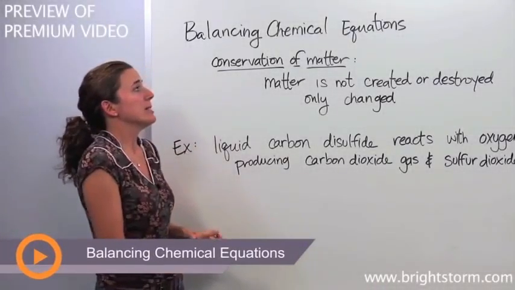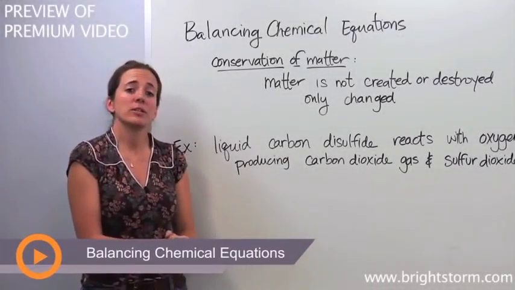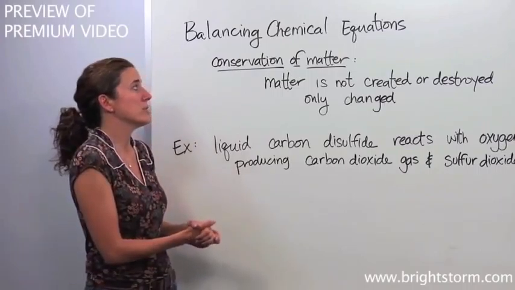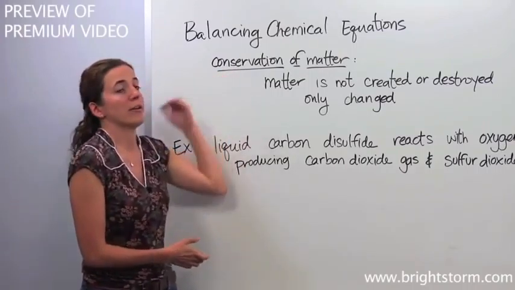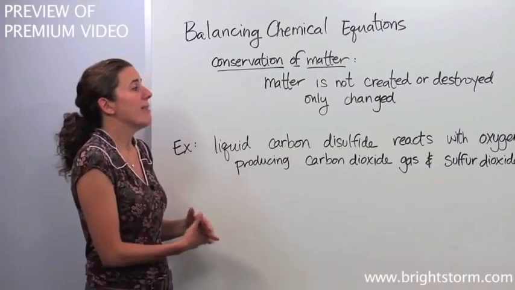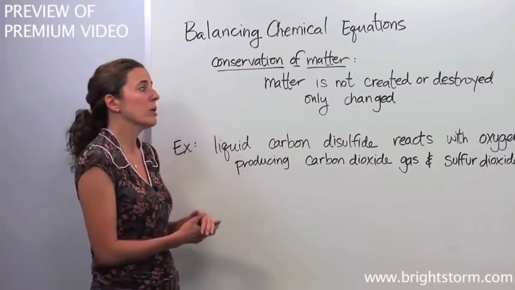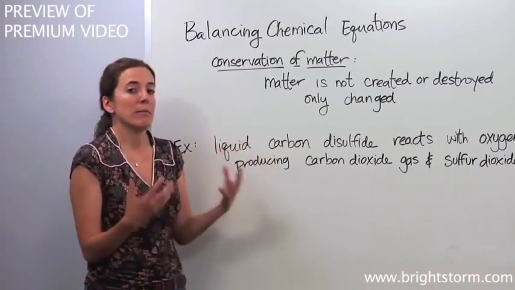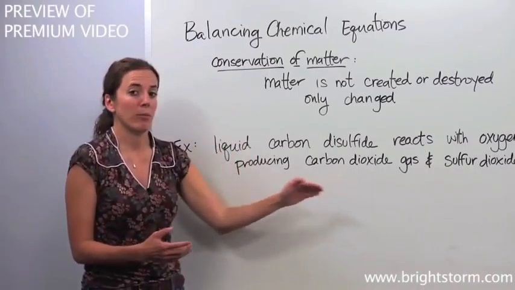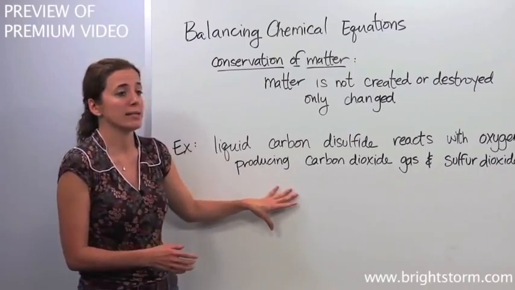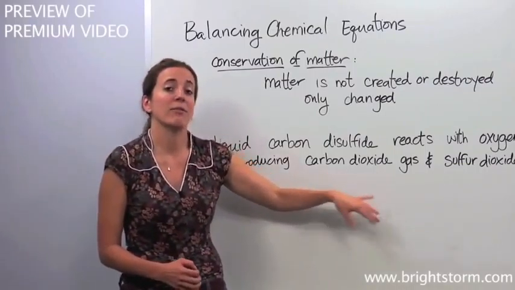All right, so let's talk about the balancing of chemical equations. And we're dealing with chemical equations and balancing them. We have to make sure we adhere to a simple rule, and that's the conservation of matter. You might know it as the conservation of mass. And that is saying that matter is not created or destroyed, it's only changed. So we want to make sure that we don't magically make up new elements as we're dealing with chemical equations. We want to make sure whatever we have on the reactant side is exactly the number of particles we have on the product side.